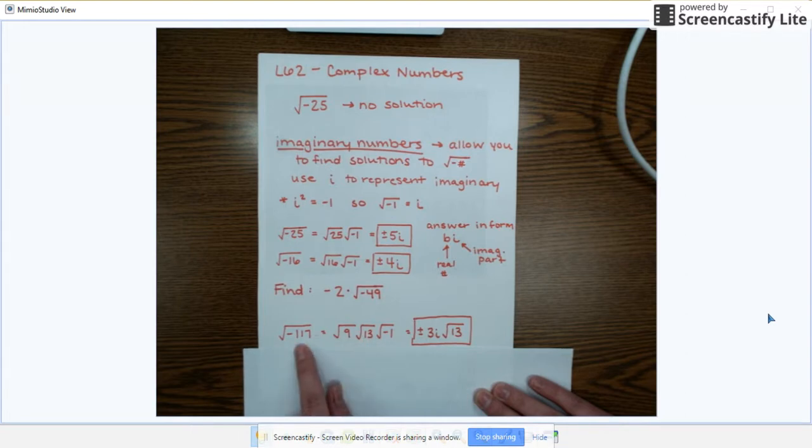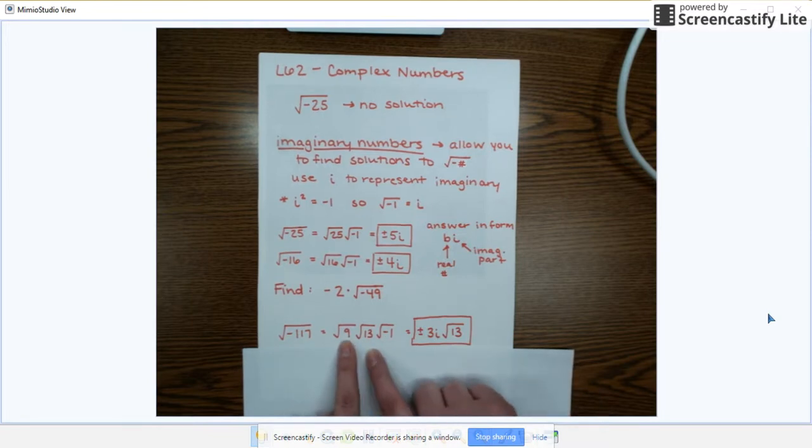So we broke the square root of -117 into the square root of 9, the square root of 13, and the square root of -1. Solve it piece by piece. So the square root of 9 is plus or minus 3. The square root of 13 we can't do anything with. And the square root of -1 we know is that i. So altogether we have plus or minus 3i times the square root of 13.